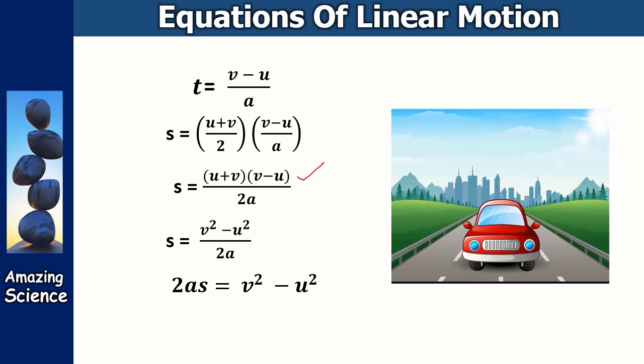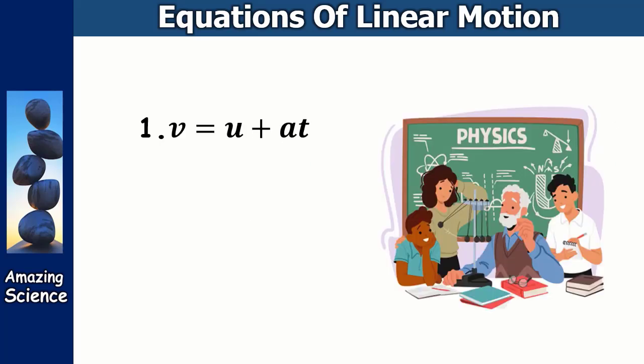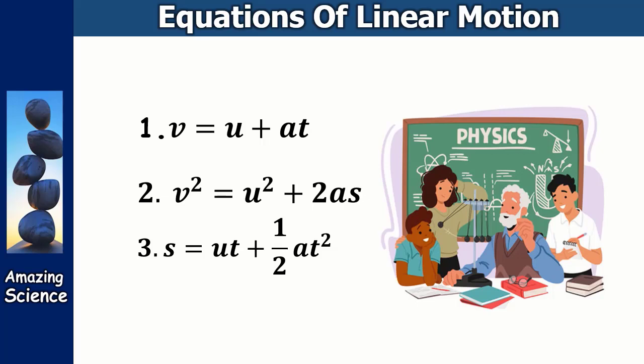Some people want to make v squared the subject, and that will give us v squared is equal to u squared plus 2as. And so these are the equations of motion for uniformly accelerated bodies proposed by Sir Isaac Newton. In summary, the equations are: 1. v is equal to u plus at. 2. v squared is equal to u squared plus 2as. 3. s is equal to ut plus half at squared. And the fourth one, s is equal to, in brackets, u plus v divided by 2 all multiplied by t.